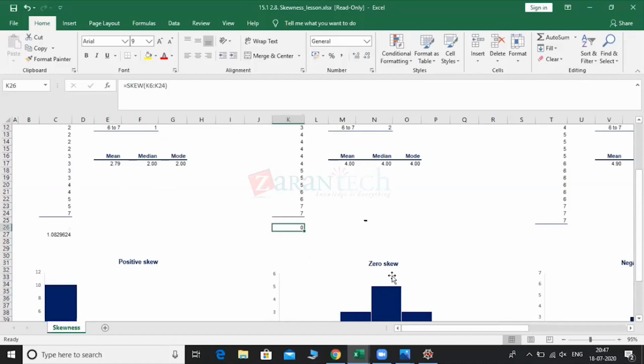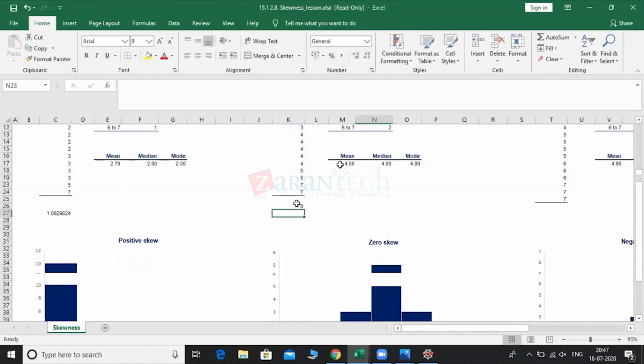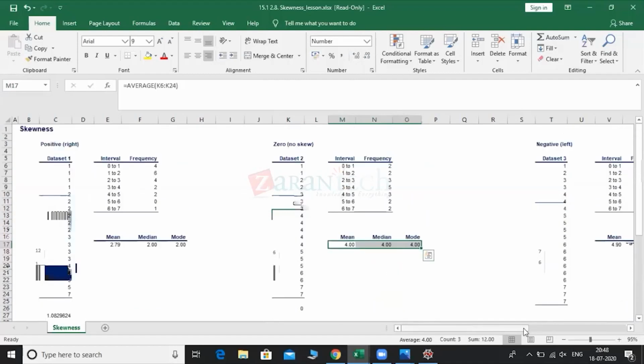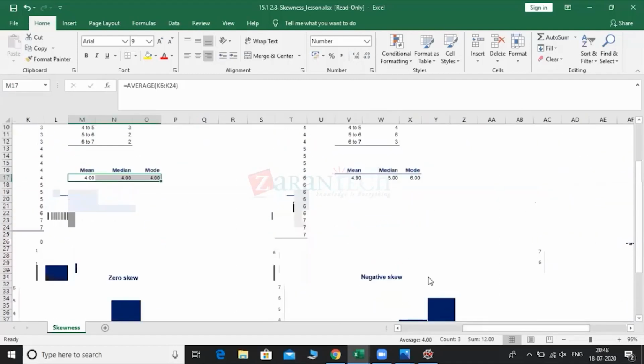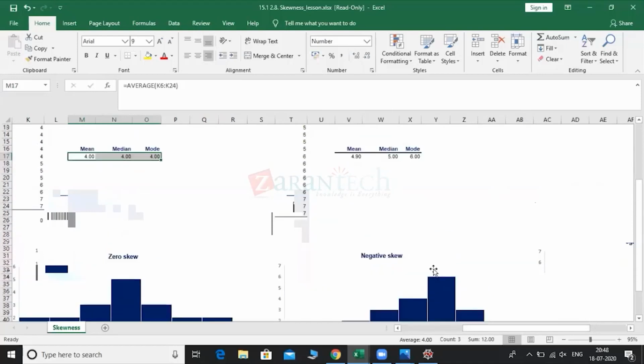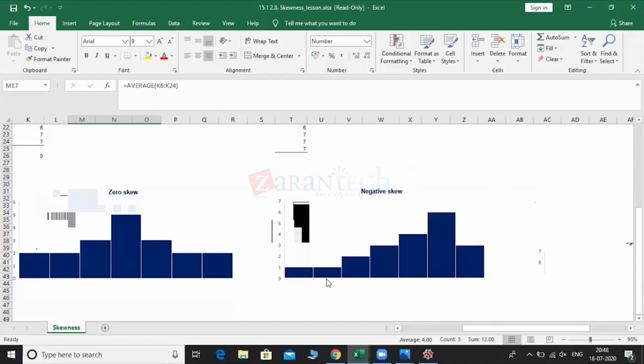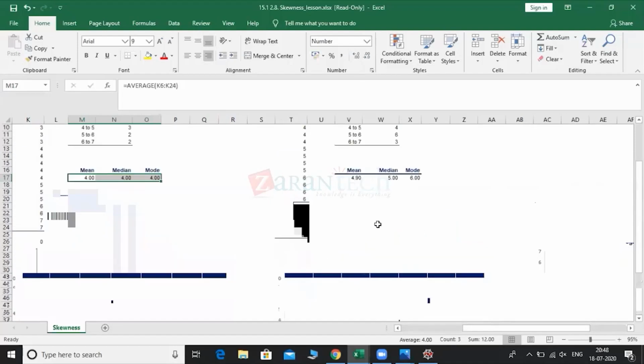In case of 0 skewness, the mean is equal to the median is equal to the mode. That is what will happen if the skewness is 0 for the data, and that is what we are seeing in this particular data. And similarly, if the skewness is negative, the tail will be towards the left. So in that case your mean will shift towards the left, because some of the data points are on this side.